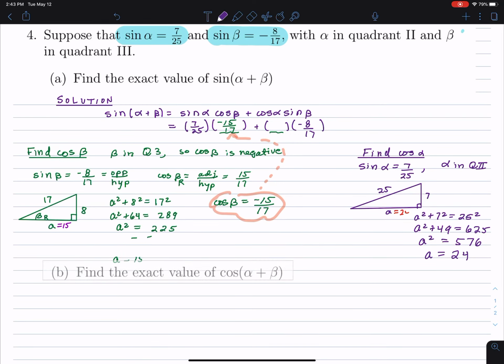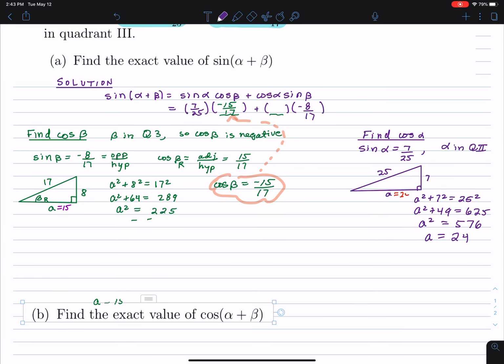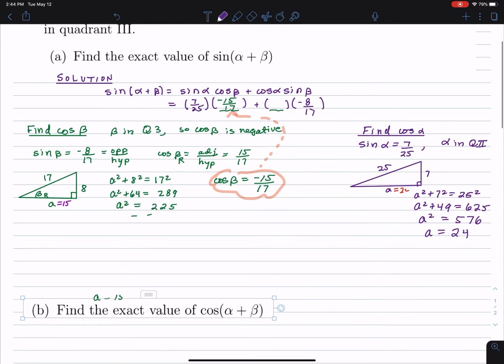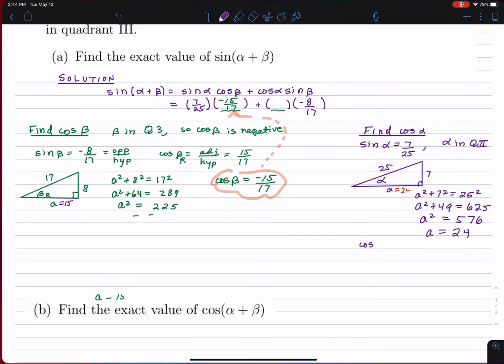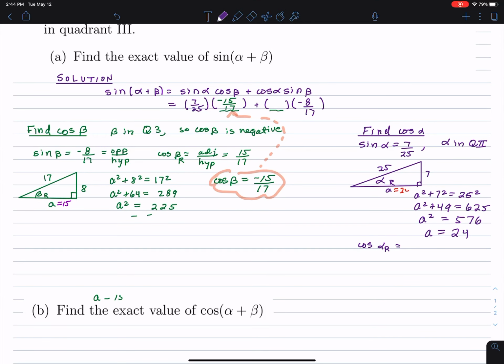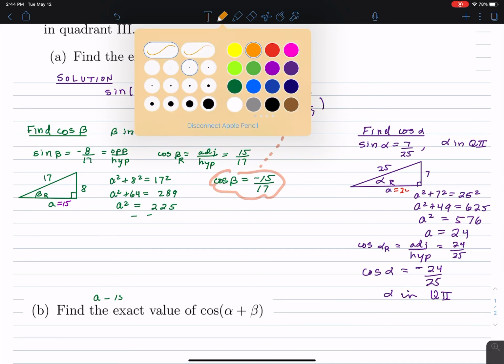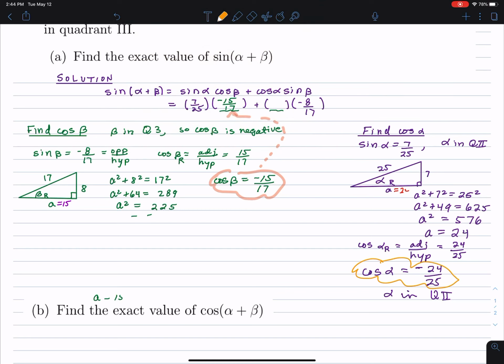I'm going to move this down here. I have that ability to do that. So cosine, this is alpha reference. Cosine alpha reference is adjacent over hypotenuse, and that's going to be 24 over 25. But then if I adjust this, alpha is in quadrant 2, so it should be negative. So that's going to go there.